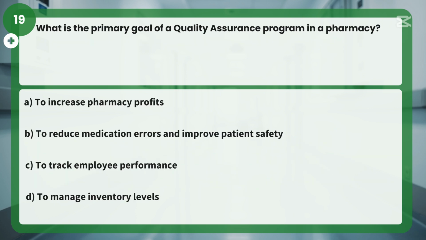Question 19. What is the primary goal of a quality assurance program in a pharmacy? A. To increase pharmacy profits. B. To reduce medication errors and improve patient safety. C. To track employee performance. D. To manage inventory levels.